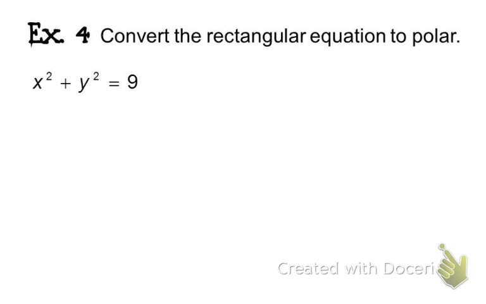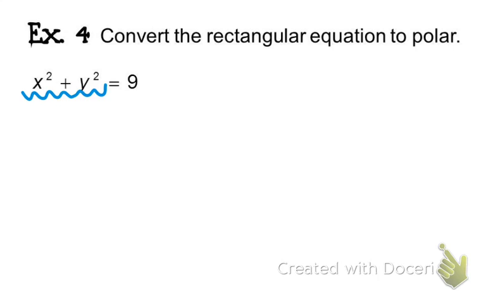Okay, so the next few we're going to be converting equations from polar to rectangular and vice versa. We're going to use those same 4 conversion equations, we just may use them in different ways. So you don't necessarily have to say, oh, this is rectangular to polar, I only use these 2. We're trying to use any of those that might be helpful.